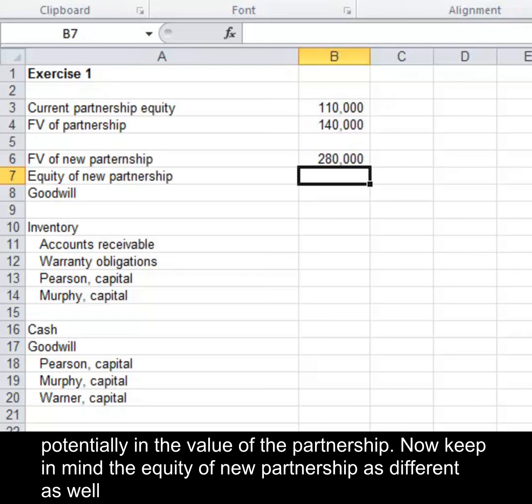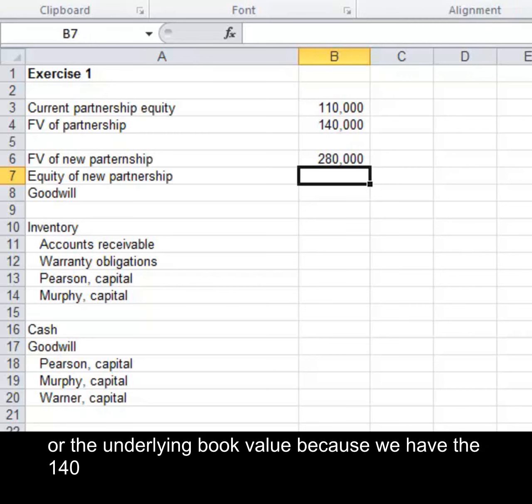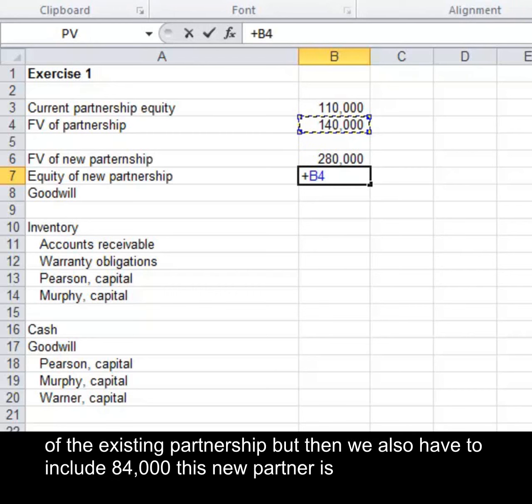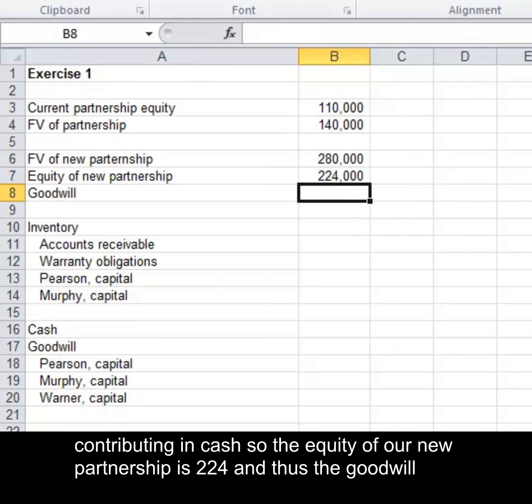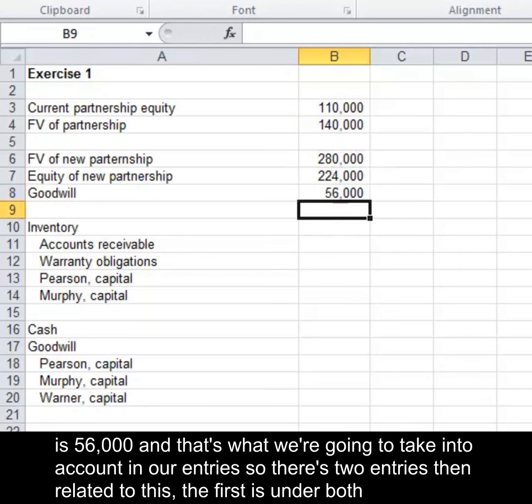Now keep in mind the equity of the new partnership is different as well, or the underlying book value, because we have the 140 of the existing partnership, but then we also have to include the 84,000 this new partner is contributing in cash. So the equity of our new partnership is 224, and thus the goodwill is 56,000, and that's what we're going to take into account in our entries.